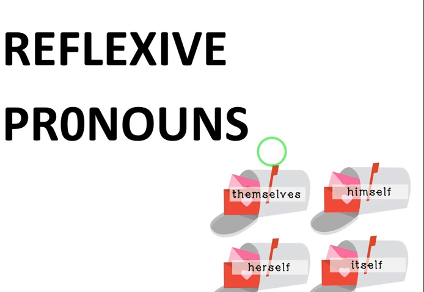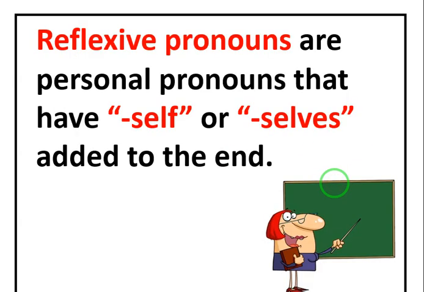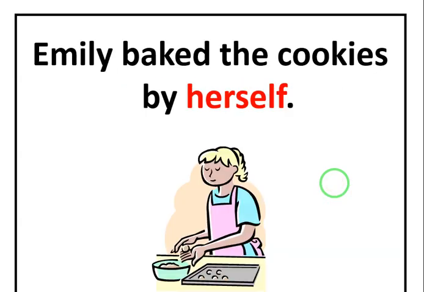Reflexive pronouns are the pronouns that end with self or selves, like themselves, herself, himself, itself. Okay, it refers to the same person. "Emily baked the cookies by herself." So herself is the reflexive pronoun that refers to Emily. So here, if I want to say what's the antecedent of this pronoun, then it is Emily. So you know that antecedent means the word that the pronoun refers to.